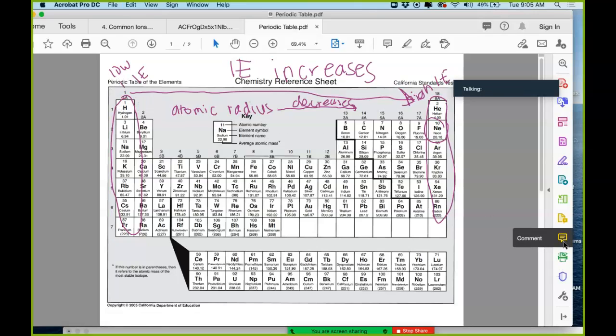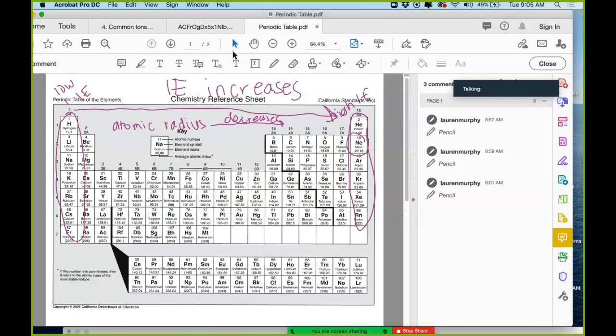Oops, it's not letting me comment on here. Ionization energy is decreasing. Whoa. Decreasing. And the reason for that is the shielding effect. The atoms get bigger, the electrons are further away from the nucleus, which means they're held more loosely. They're easier to rip off. Okay? Stop it, bud.